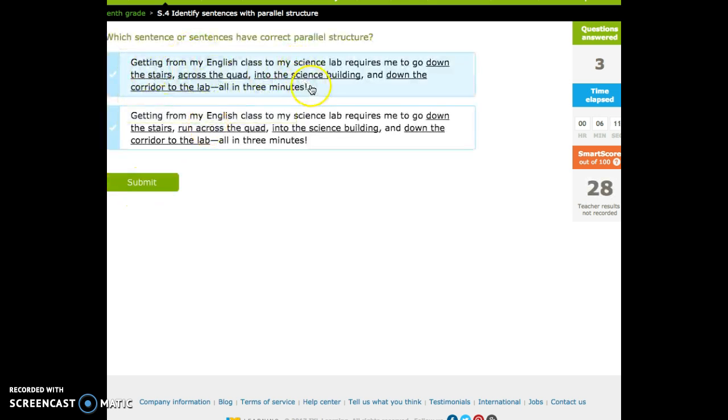Getting from my English class to my science lab requires me to go down the stairs, go across the quad, go into the science building, go down the corridor. Sounds good.